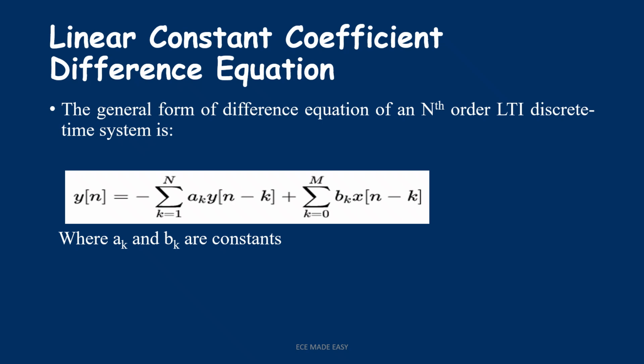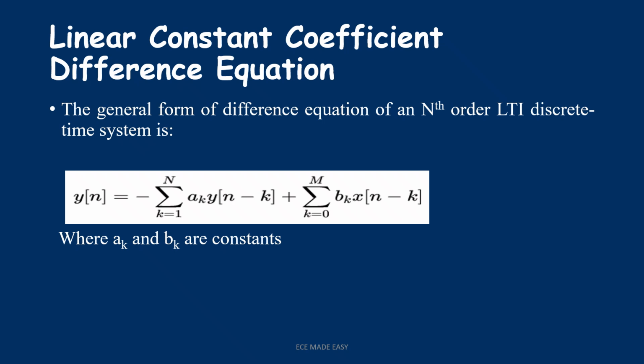Then for k equal to 1 to capital N, that is b1 x of n minus 1, b2 x of n minus 2, like this, the output depends on the past inputs also. This y term, that is a_k y of n minus k, represents the past outputs. So for k equal to 1, it becomes a1 y of n minus 1. For k equal to 2, it becomes a2 y of n minus 2. That is, the output depends on the past outputs.